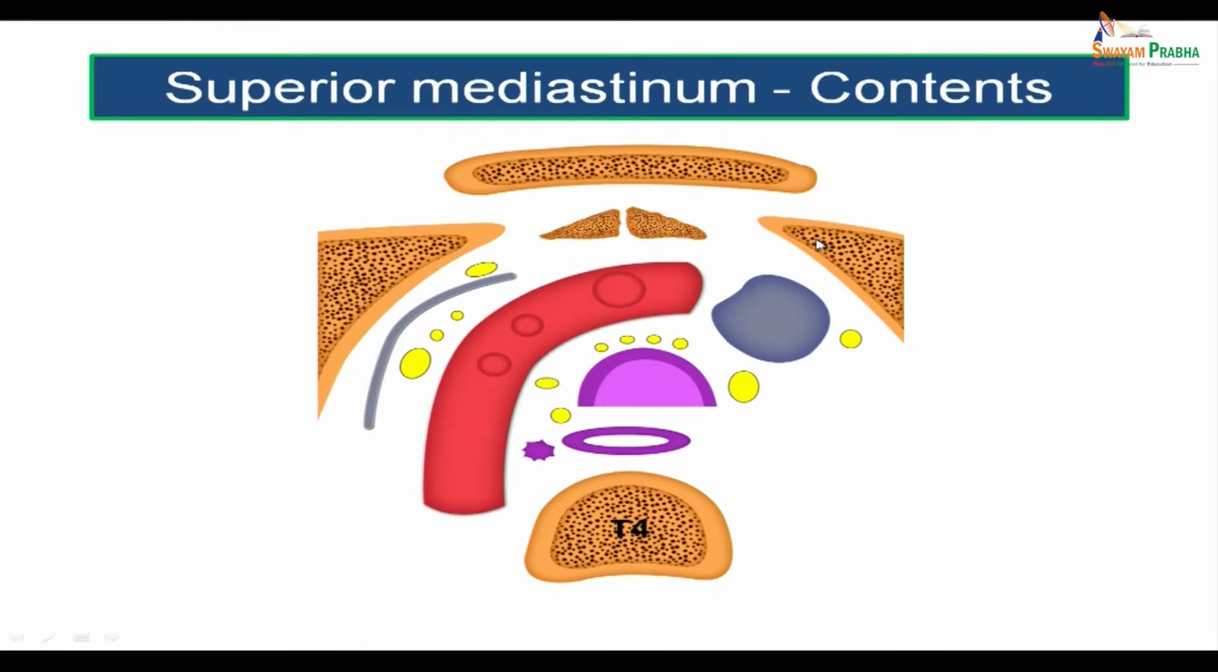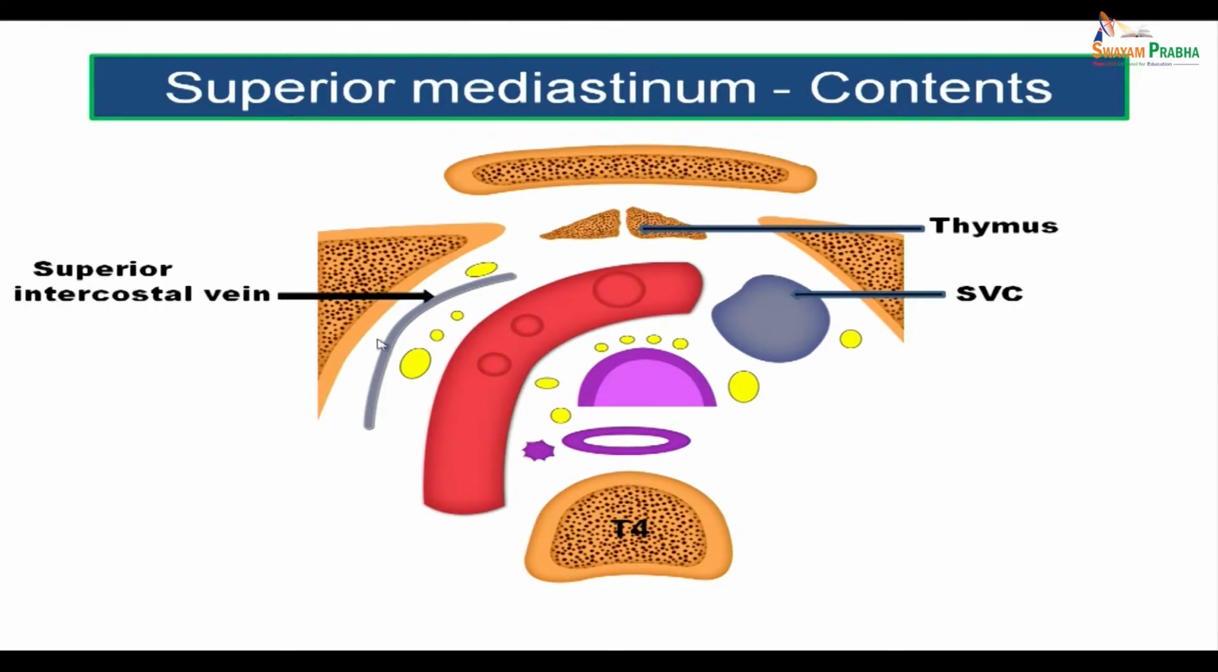You can also look at these contents in a transverse section. This is the thymus. In front of the thymus, this region will be occupied by sternohyoid and sternothyroid. So these are the structures present just behind the sternum, retrosternal structures. You also find the superior vena cava and the brachiocephalic vein lying in the retrosternal region. This is the superior intercostal vein, which is a tributary to the left brachiocephalic vein. It passes between the phrenic nerve anteriorly and the vagus nerve posteriorly.